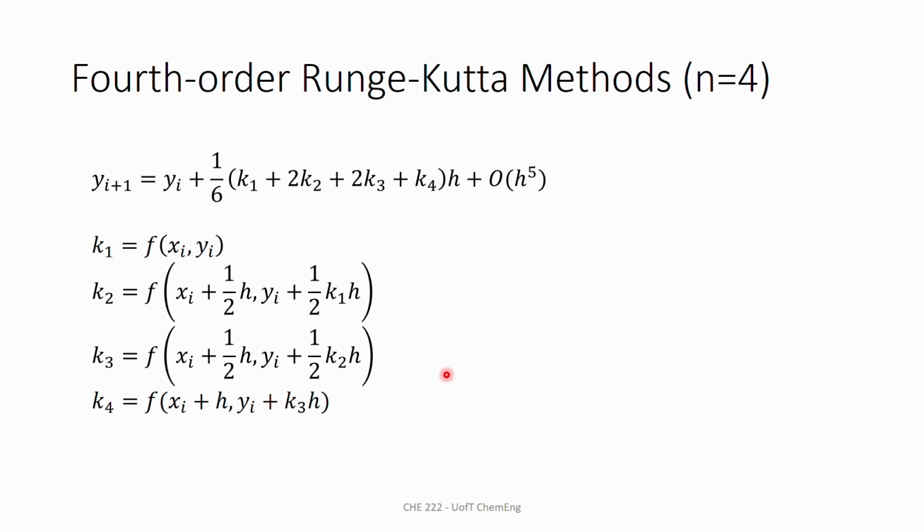And in this slide, I also showed the fourth order Runge-Kutta method, which is obtained by making n equal to 4. As you can see, yi plus 1 is a function of yi, k1, k2, k3, and k4, and the local truncation error is on the order of h to the 5. And these are the definitions of different k's.